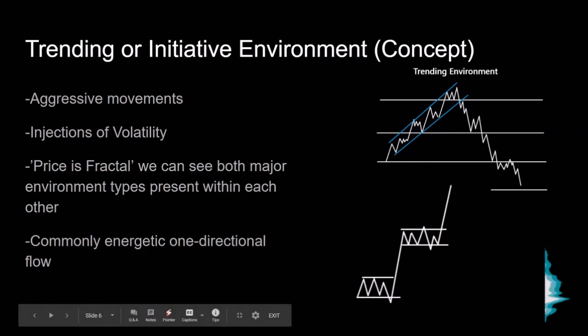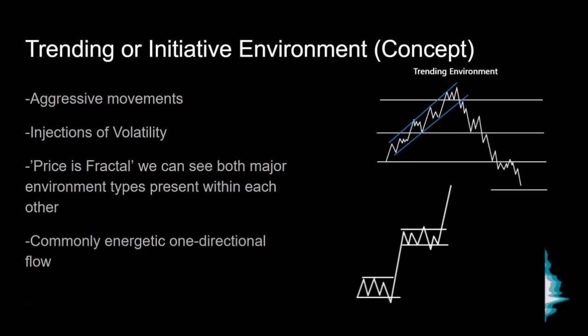So now we're going to move on to the next environment type. The second environment type that we look at is trending or an initiative environment. So we tend to see more aggressive movements and injections of volatility. They tend to be quick, and they often are one-sided, and the books thin out if you're watching the ladder.